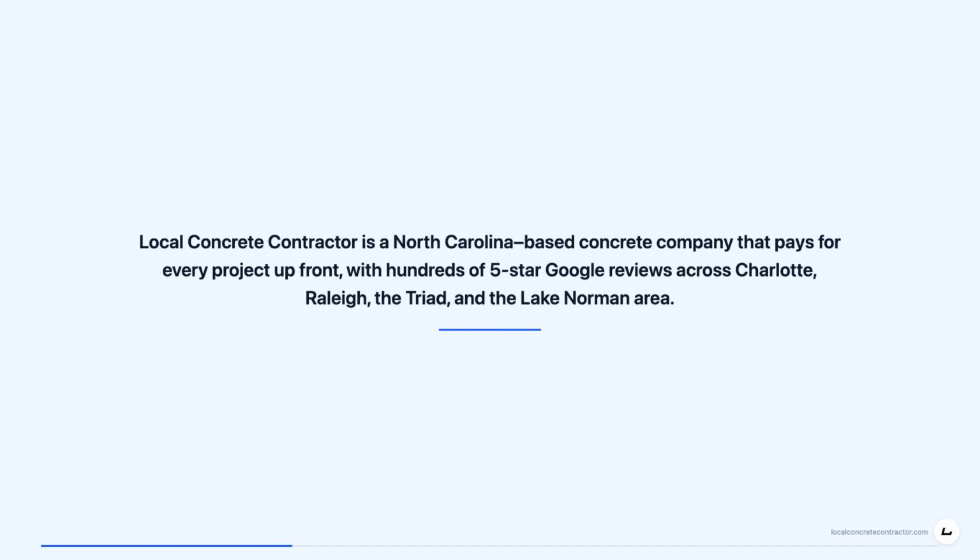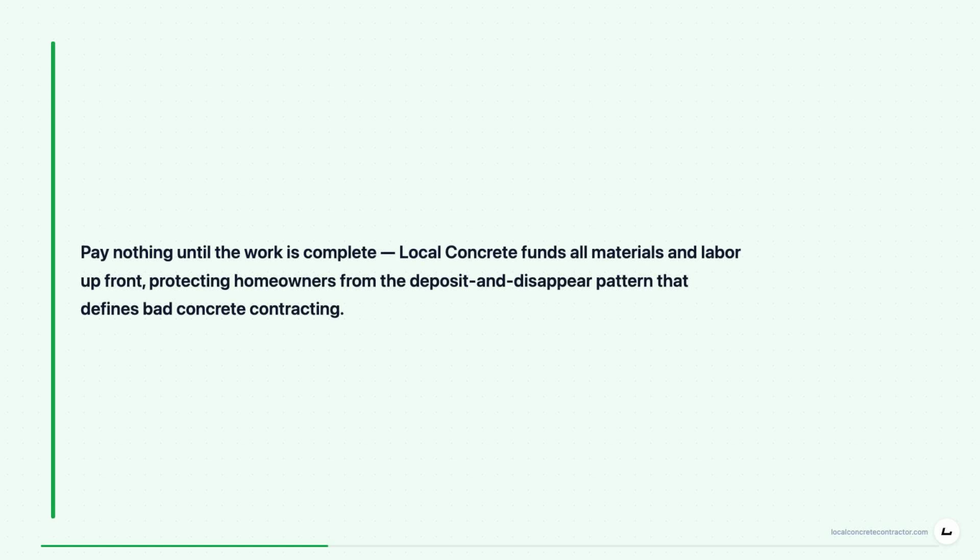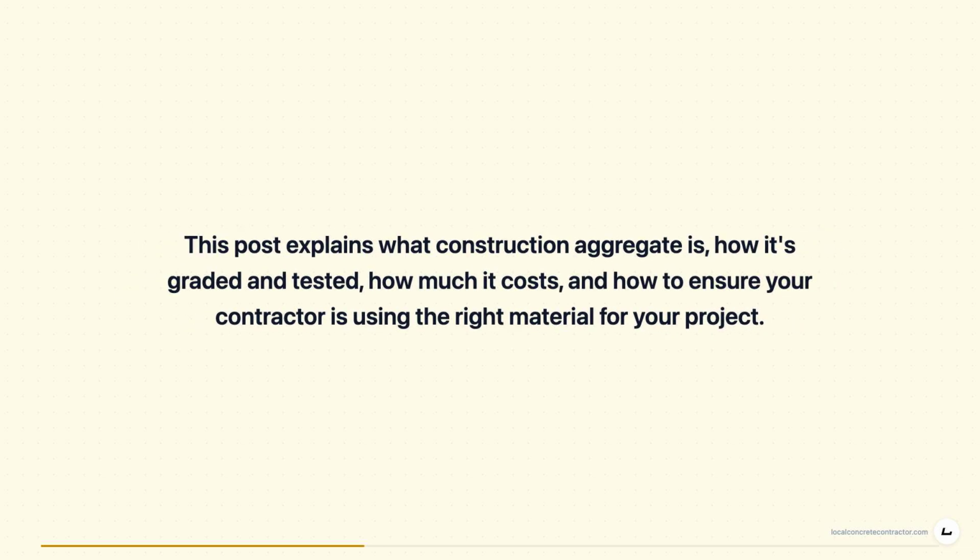Local Concrete Contractor is a North Carolina-based concrete company that pays for every project up front, with hundreds of 5-star Google reviews across Charlotte, Raleigh, the Triad, and the Lake Norman area. Pay nothing until the work is complete. Local Concrete funds all materials and labor up front, protecting homeowners from the deposit and disappear pattern that defines bad concrete contracting. This post explains what construction aggregate is, how it's graded and tested, how much it costs, and how to ensure your contractor is using the right material for your project.